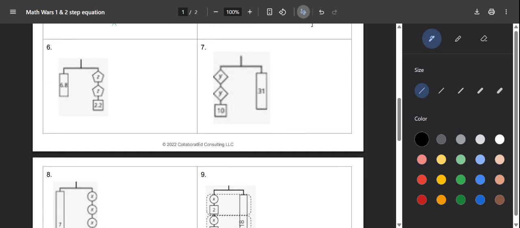Problem number 6, we have 6.8 is equal to 2z's again, and a 2.2. So the first thing I need to do is get rid of this 2.2, but we've got to keep it balanced. So whatever I do, I remove over here. Take away 2.2, and that gets me 4.6. Now, in terms of our equation, that looks like this. 6.8 equals 2z plus 2.2.